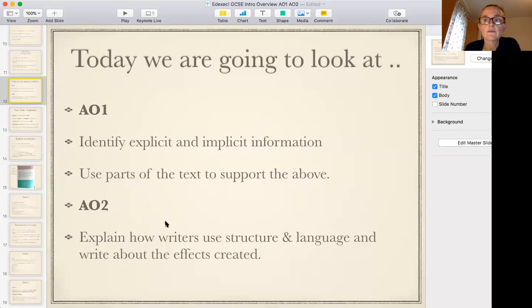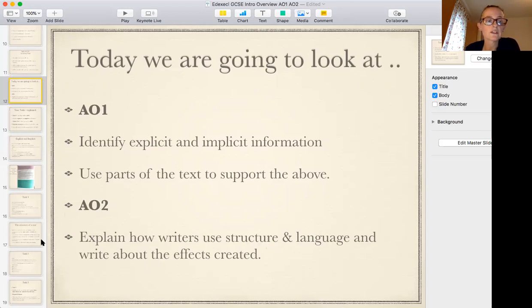So what we're going to look at right now is AO2. I will do a different video for AO1 because it deals with a different text. So let's go. What is AO2? Well, AO2 asks you to explain how writers use structure and language and write about the effects created. This particular lesson is going to look at the structure element of it. You will touch on language, but we're going to look at them separately.